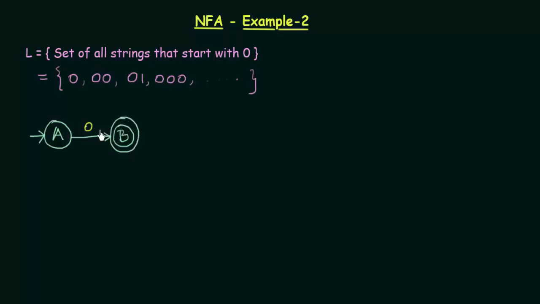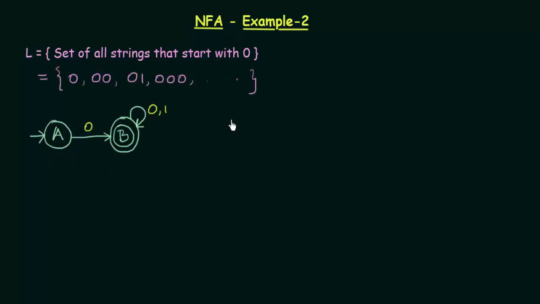Why? Because I just want the string to start with 0, and after that I don't care what it is. In B, whatever you get, 0 or 1, let it stay in B itself. Alright, so here I have completed my NFA. Is it complete? If it was a DFA, we would say it is not complete because we did not mention what happens to A if it gets input 1. Here I did not mention it, because this is an NFA, and in an NFA it does not matter even if you don't mention that. This is a complete NFA.